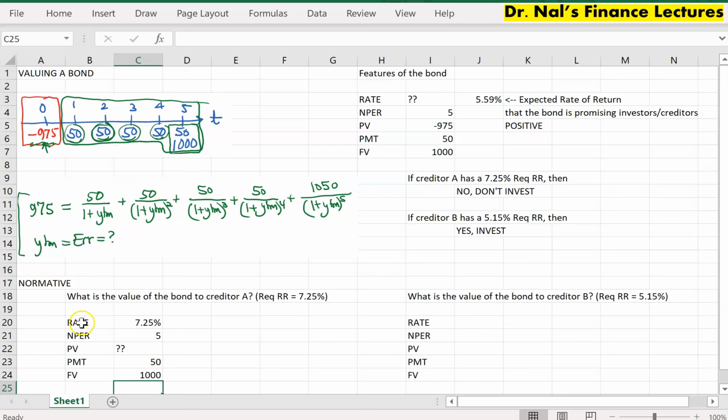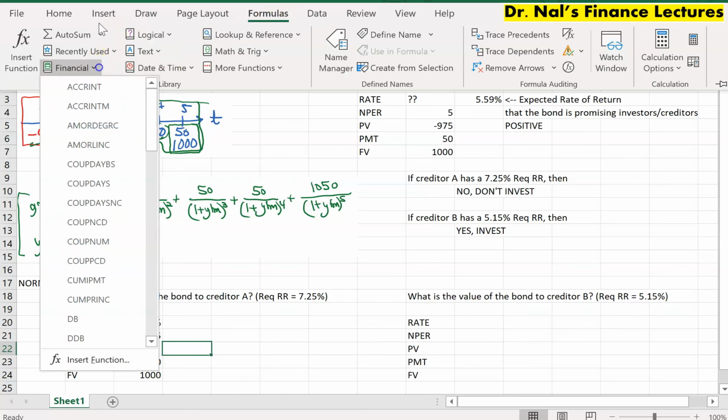So can you compare these givens with those givens? They are almost the same, with the exception that instead of asking for the rate given the market price, now we say, given the required rate of return, what is the value of the bond to the investor? And sure enough, we can just go to the dialog box again, because the question is asking for the present value, which is the value of the bond after all.